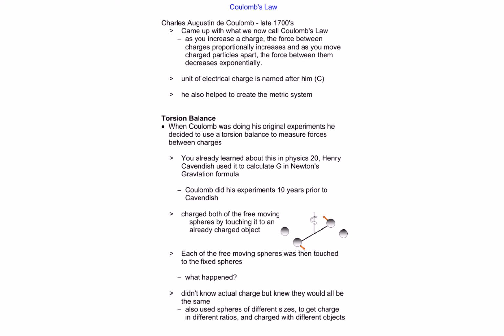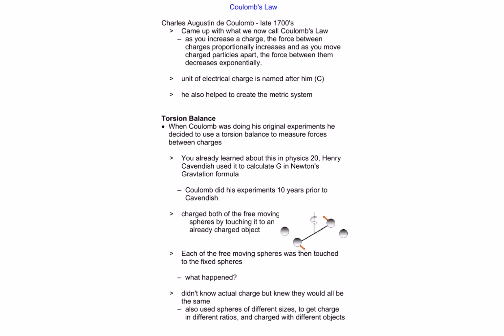Basically, he investigated the relationship between charges. So if we have two different charges, what's the force between them? He figured out that as the charge increases, so does the force. That makes sense. If you have a stronger charge, it should create more electrostatic force. He also figured out that if you move them apart, the force between them will decrease exponentially.